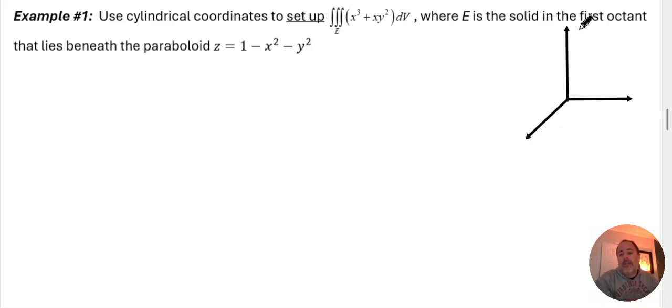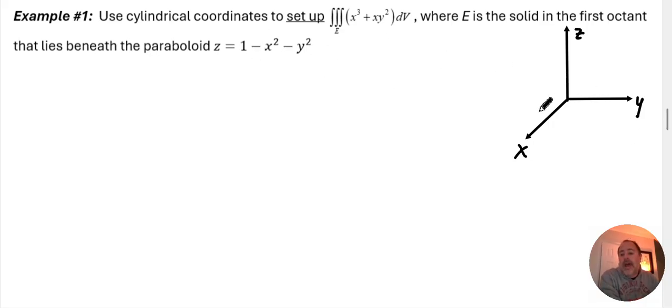One of the things that I really like doing first is to visualize what we're trying to take the volume of. So the first thing we're going to do is sketch this paraboloid. One thing that I think is very easy for us to do is look at what's happening in each of our three planes. So what do I mean by that?